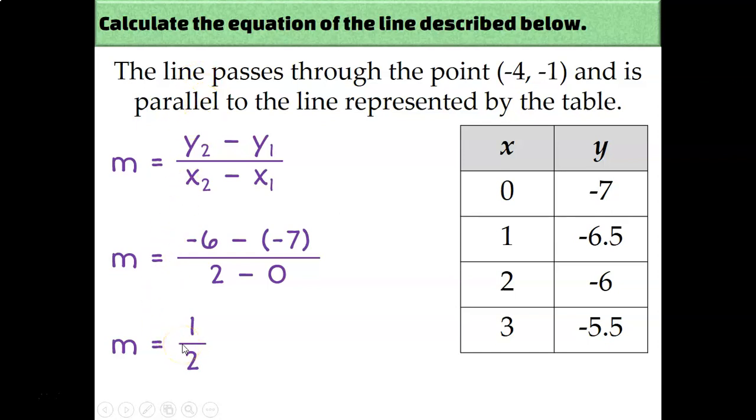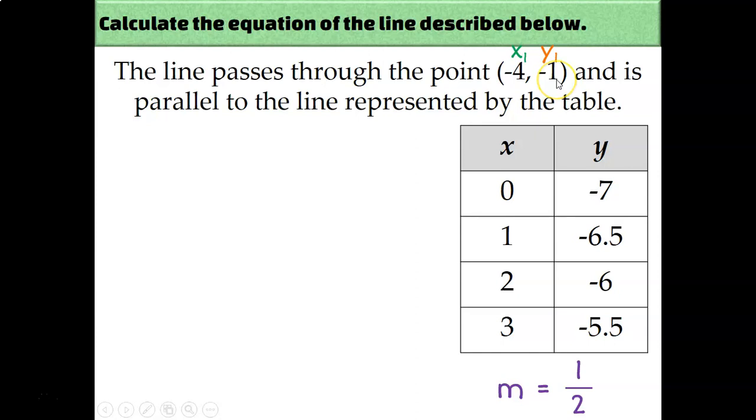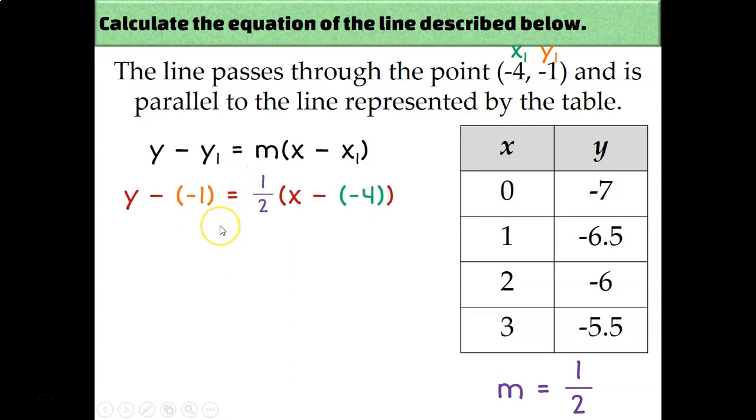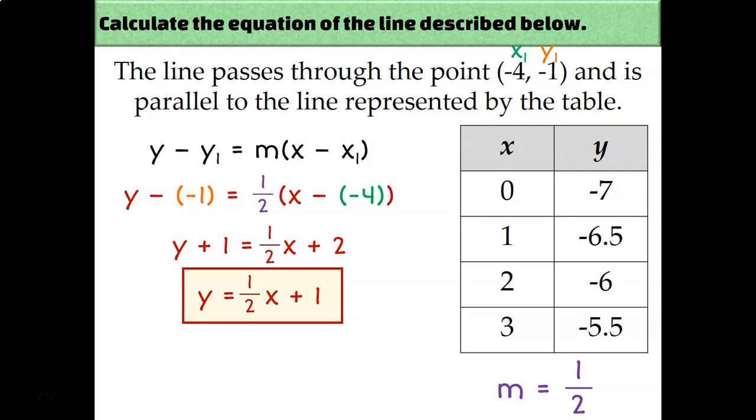Since my line is going to be parallel, I'm also going to use 1/2. And I'll use -4, -1 for the x1 and y1 when I fill out my point slope form. So let's fill in our numbers, distribute, and simplify. So the equation of the line that is parallel to the line represented by this table and passes through the point -4, -1 is y equals 1/2 x plus 1.